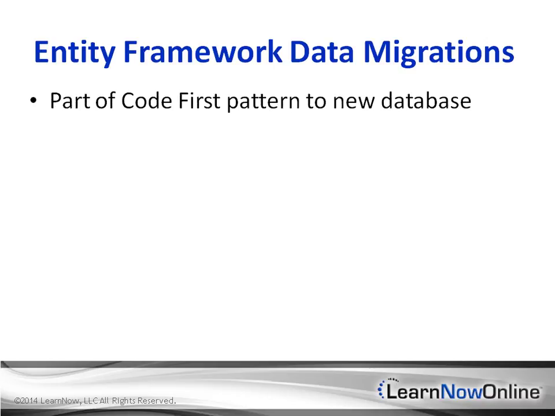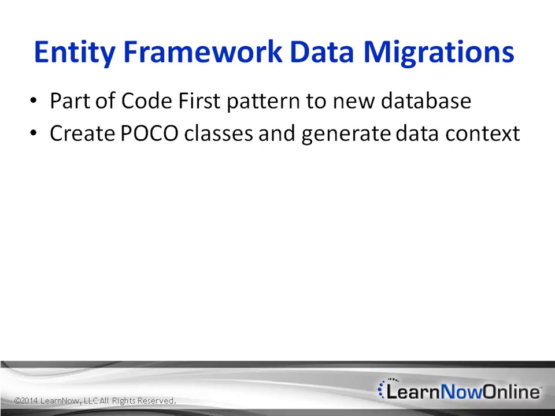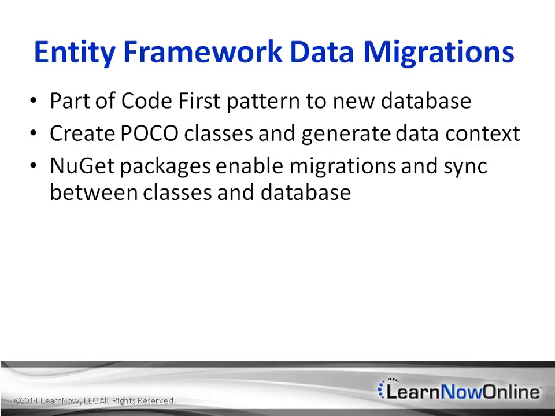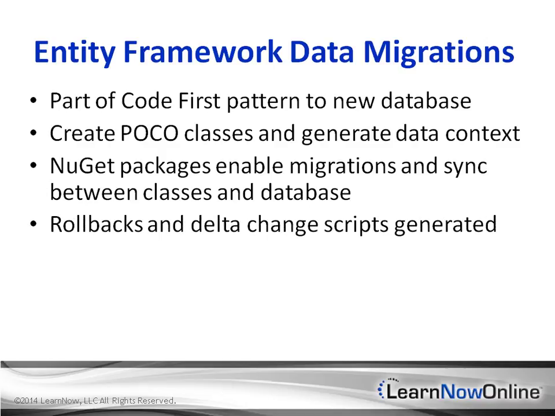The code first pattern includes a thing called data migrations, which allows us to automate how that database gets created. We create our POCO classes, and then we generate the data context, and then using the package manager, we can enable migrations and sync between the classes and the database. We can roll back, and delta change scripts are generated so that we can hand that off to our DBAs and then build our applications. So let's take a look at that.